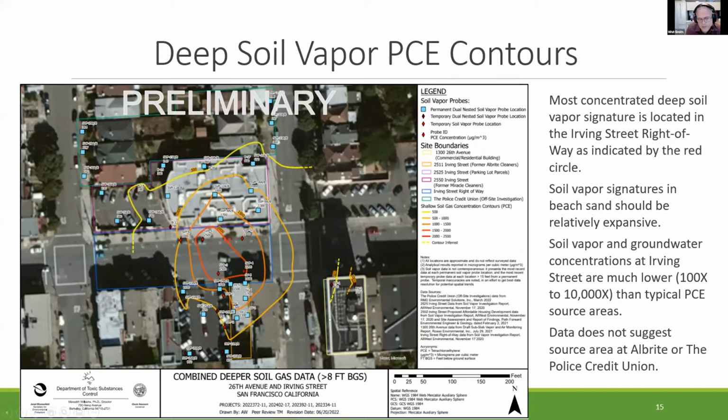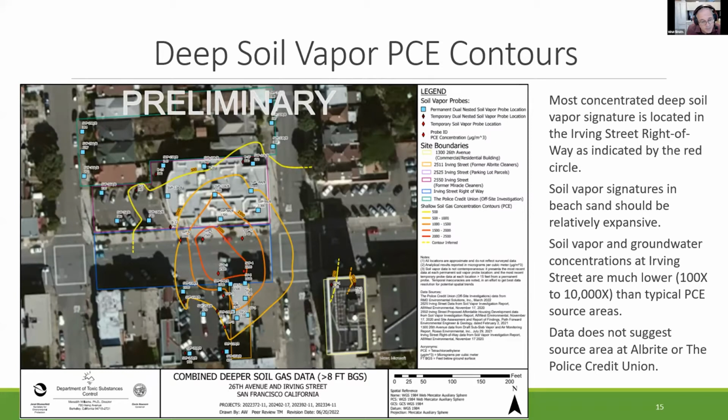Deep soil vapor means, depending on the probe, typically 12 to 15 feet below ground surface. We just normally call the cutoff 8 feet here. So we're terming deep, 8 feet or deeper. We'll look at shallow soil vapor on the next slide. This is a strong line of evidence for looking for source areas.